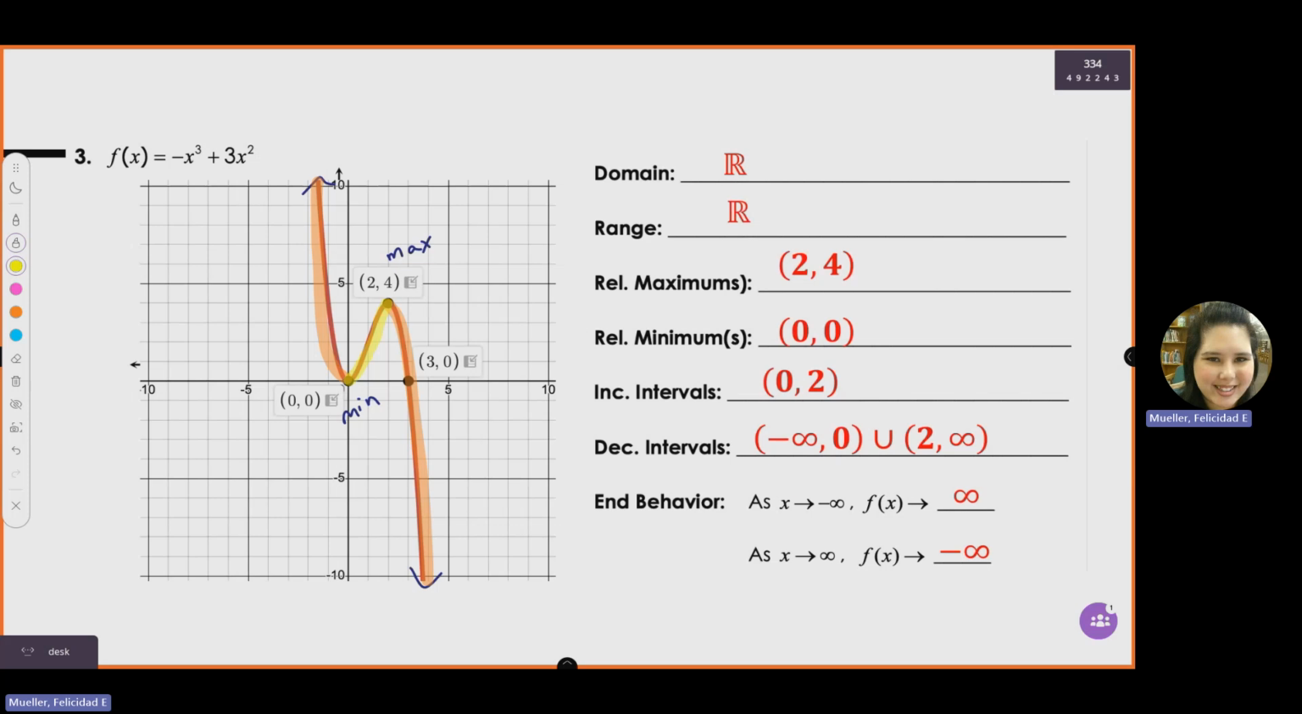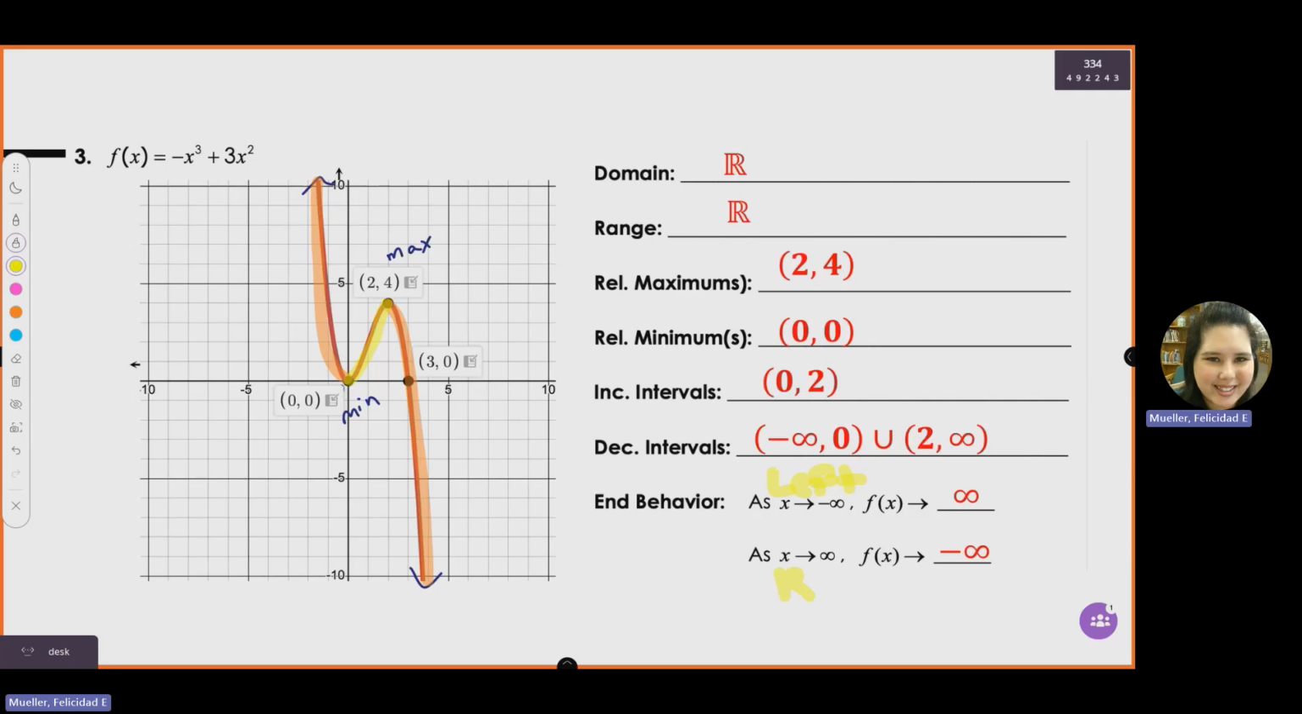As we go to the left, the arrow is pointing up. As we go to the right, the arrow is pointing down. So as x approaches negative infinity, f of x approaches positive infinity. As x approaches positive infinity, f of x approaches negative infinity. That is my end behavior.